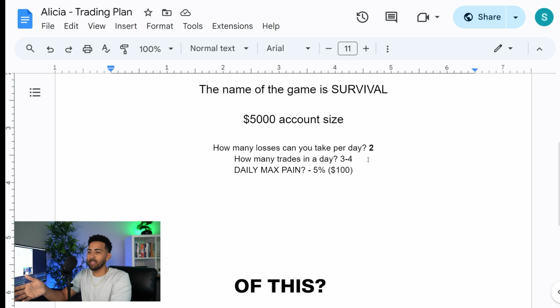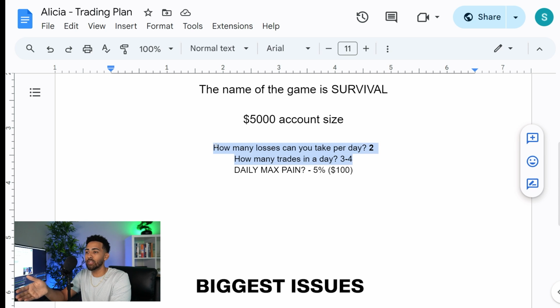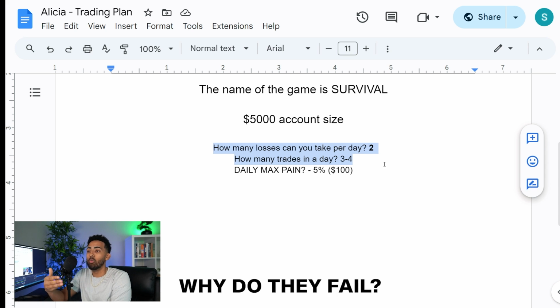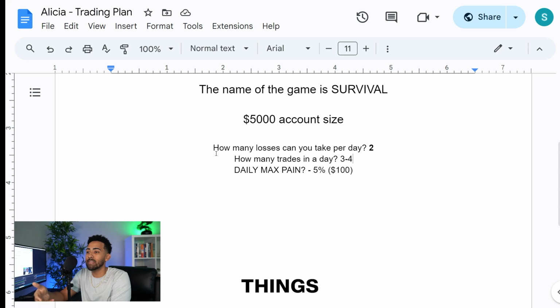What is the point of this? It's to stop the 2 biggest issues that traders have: revenge trading and overtrading. If you can limit those 2 things, you will survive a lot longer than everybody else, because as you guys know, 99% of traders fail. Why do they fail? Because they don't have these things already created for themselves.